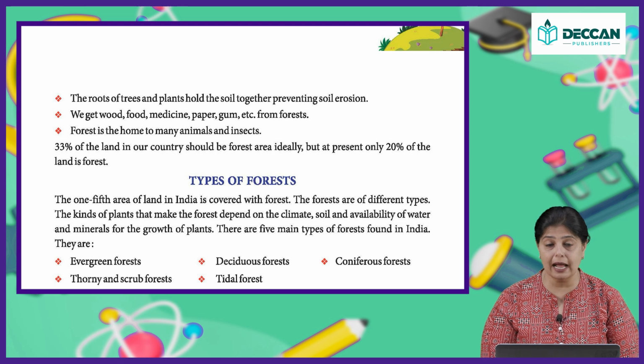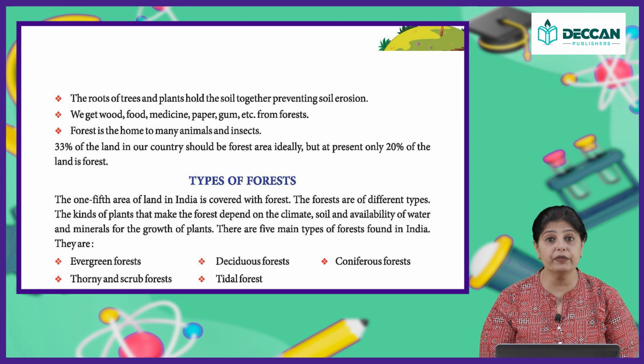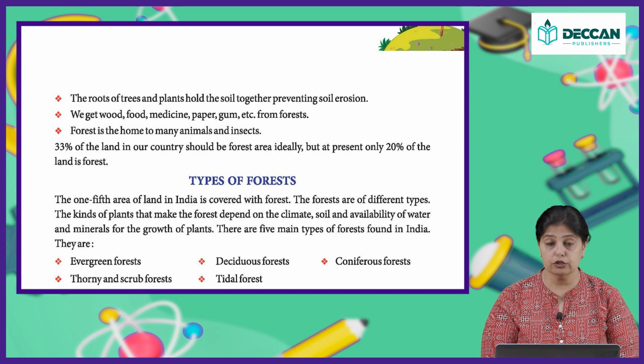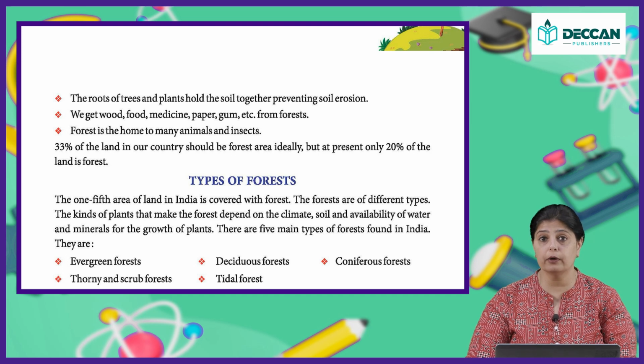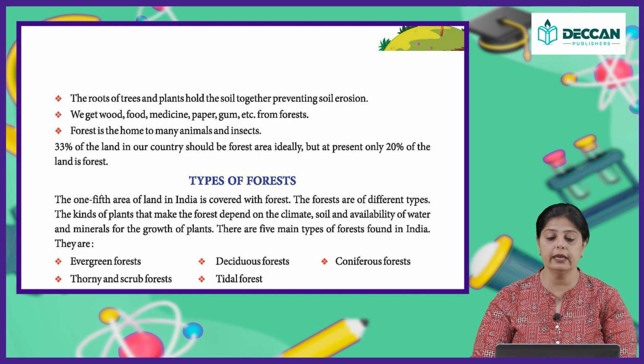It settles in that area and they are attached to the roots, and that is the reason why it prevents soil erosion. So, it prevents the soil from getting washed away. So, we get wood, food, medicine, paper, gum, etc. from forest. These are some of the products that we get from forest out of the many others. Forest is the home to many animals and insects.